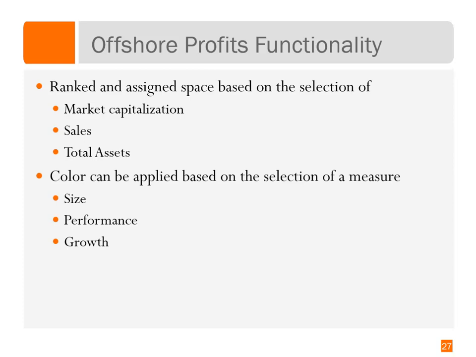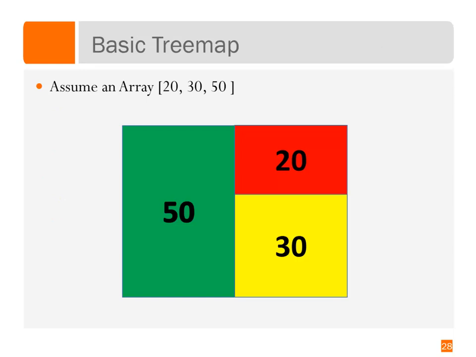All right, so let's move on and discuss the basic structure of a tree map. With the tree map, we would want to assume an array. So let's assume we have an array with a value of 20, a value of 30, and a value of 50. With the basic tree map, it might lay out like this: the very largest is in the top left, so that's the 50. Then it might move to the 20 and then the 30, basically laying out that basic tree map structure.